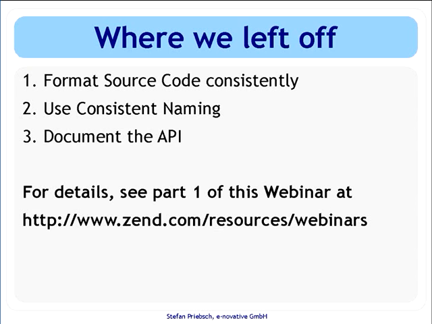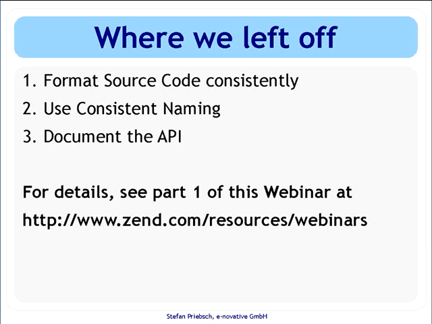Last time we started off with the first 3 steps: formatting source code consistently, using consistent naming, and documenting the API. We are going to look at 4 more steps today, and these are the steps dealing with the actual code, so we're going to look at a lot of code today. If you want to have another look at the first part, there's a URL at zend.com resources webinar, where you can pick up the first part, the slides, the audio, and also the chat log with the answers I've provided you with.